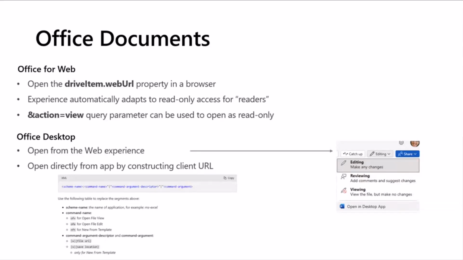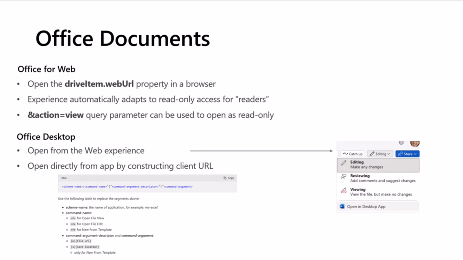So it's pretty straightforward, and the experience automatically adapts to read-only access if that user only has read-only access. You can also have users of your application open up those documents in Office Desktop, and there are 2 kind of entry points for that. They both kind of do the same thing under the hood.